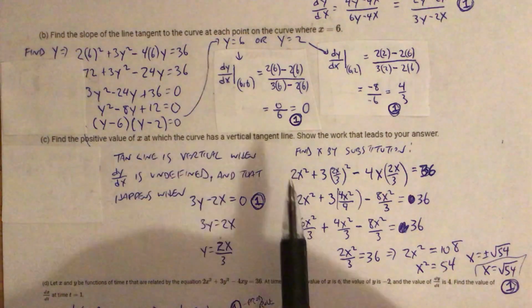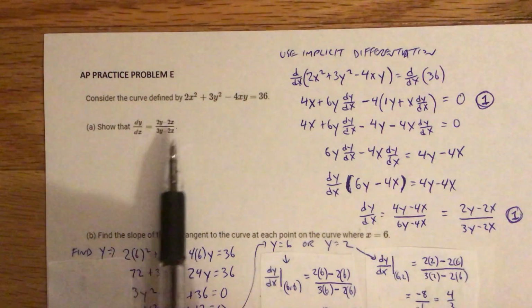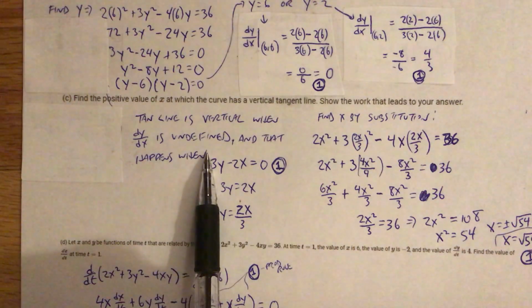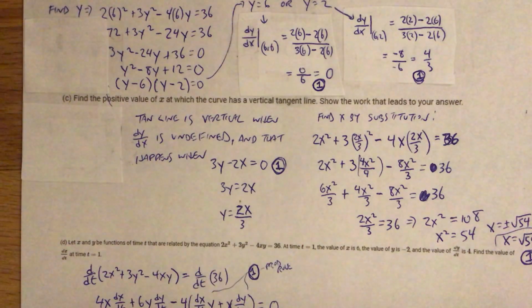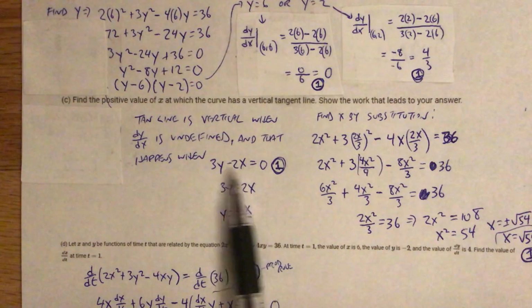When is the derivative undefined? Remember, this thing in the beginning is the derivative. A fraction's undefined when the bottom's equal to 0. So that's what I put, that the tangent line's vertical when the derivative is undefined, and that happens when the denominator equals 0.